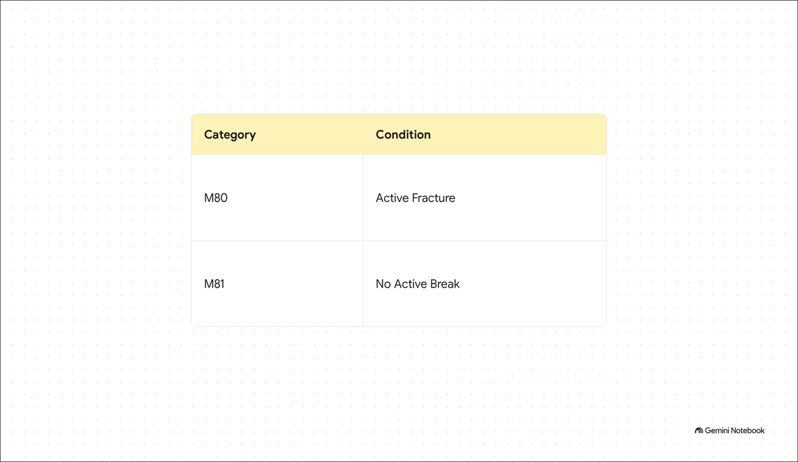Now, on the flip side, we have category M81. You assign this for uncomplicated osteoporosis when no active fracture exists.